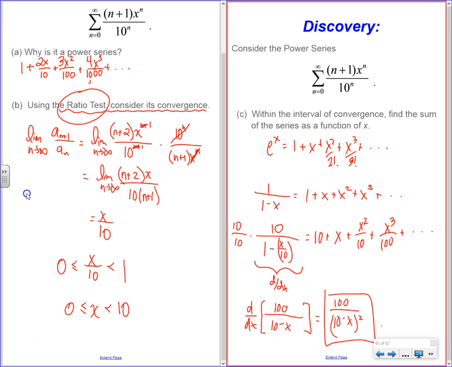Woo! Was that easy? No. Does it work? But only on the interval 0 to 10, which means if you go left of 0 or right of 10, it's going to diverge. Does that make sense? But on the interval, this infinite power series is going to be converging to that function.